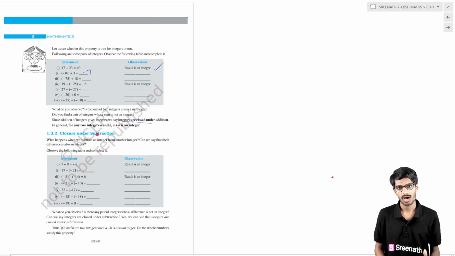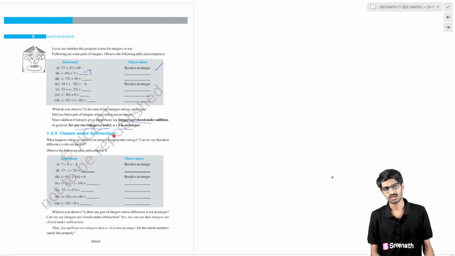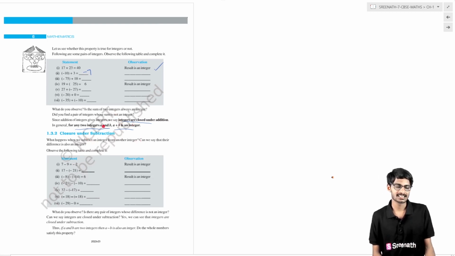So what is the basic formula for closure property? Closure property for integers under addition means: for any two integers a and b, which may be any integer, positive or negative, like 1, 2, 3, 4 or -1, -2, -5, if we add both of them, a plus b is also an integer. Then integers are closed under addition, or closure property is satisfied by integers under addition. This is about closure property under addition.